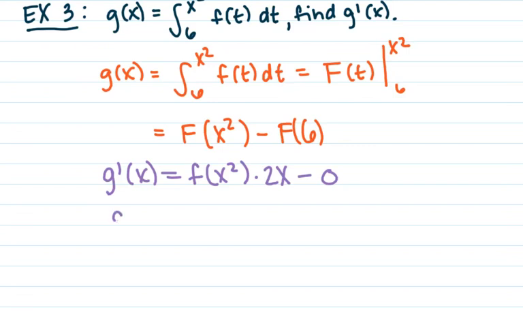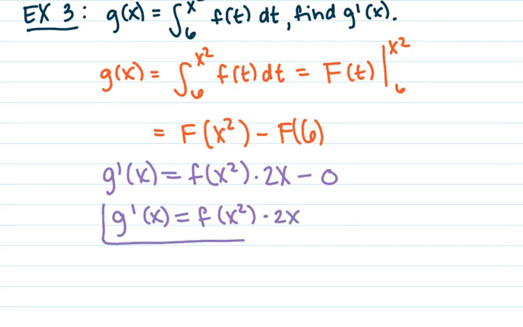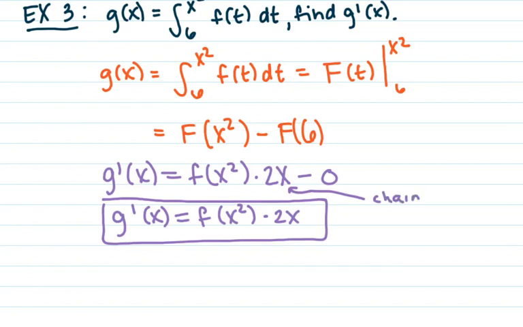So this means the most we can say about the derivative, not knowing what f is, is that the derivative of g of x is f of x squared times 2x. So yes, now we're going to have basically still pretty easy problems, but the chain rule will be involved. So that's where that comes from.